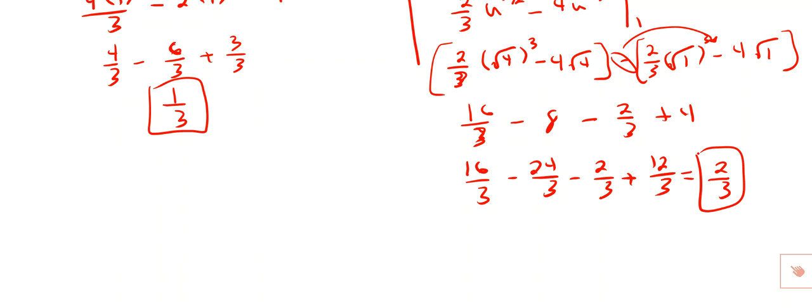So the antiderivative of (u - 2) all over the square root of u du evaluated from 1 to 4 is 2/3. Okay, that takes care of the fundamental theorem of calculus. Thank you.